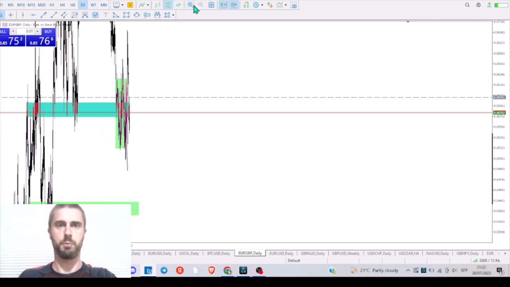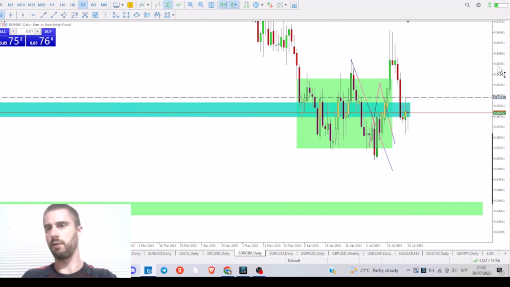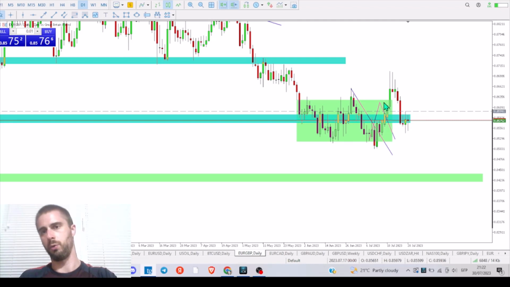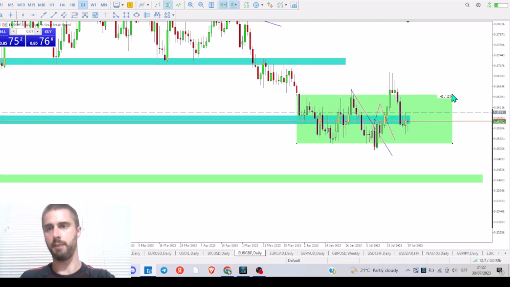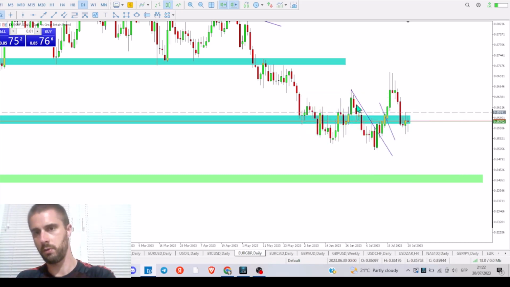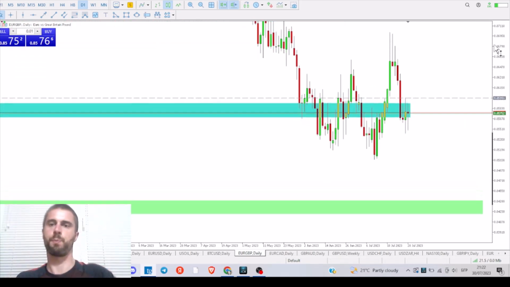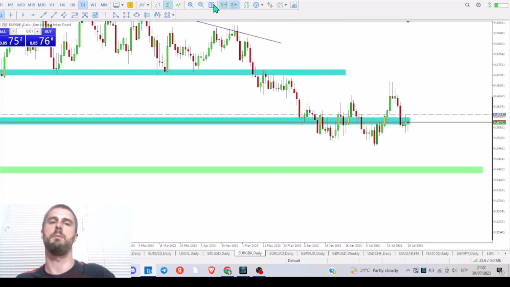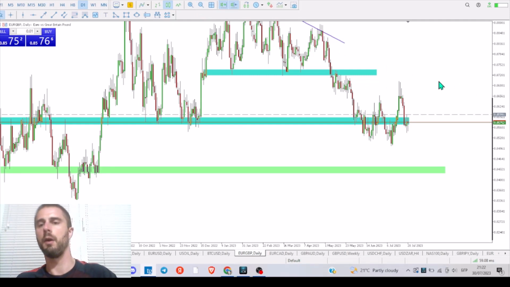So on this chart, pretty boring stuff is going on. We're still consolidating around this area and nothing interesting is happening. So let's delete everything. Actually, I don't see some strong pattern here, but we definitely should match these highs and these lows.